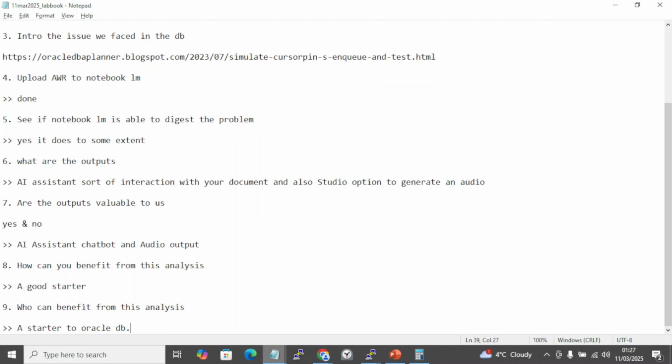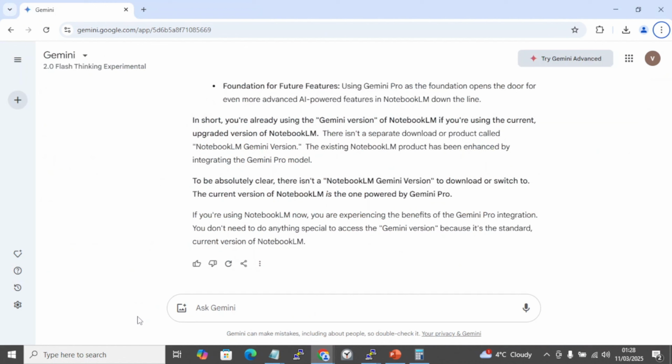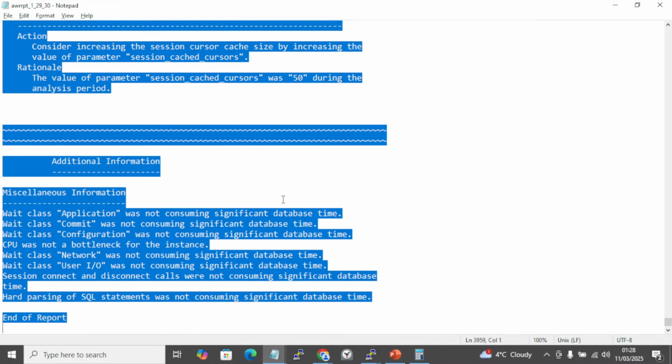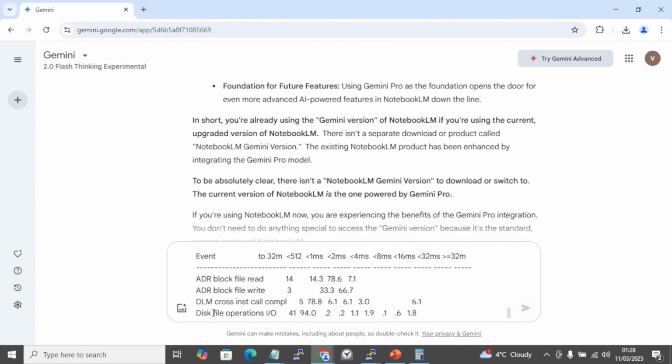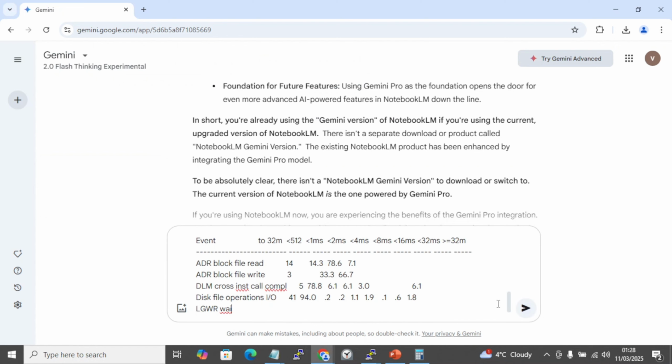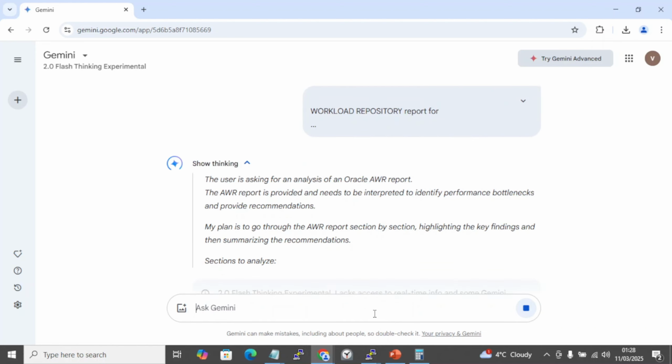Now, I wanted to show you one more thing: Gemini. I will upload the same AWR report. It will take a few minutes. The cursor is not blinking. I uploaded the whole content. It did not upload the whole content though. It only uploaded until the histogram.